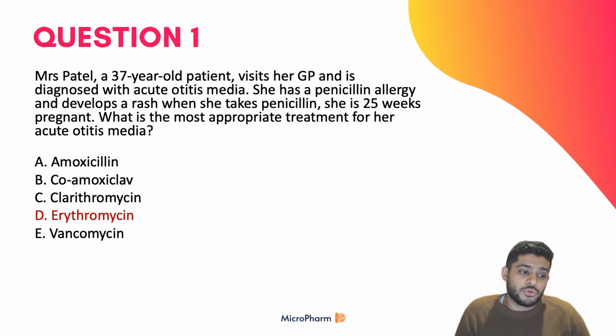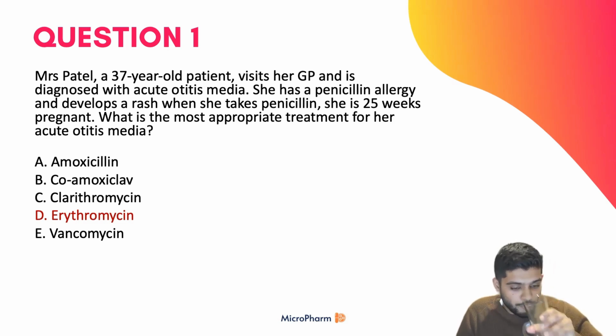Now we're down to clarithromycin and erythromycin. So I can see a lot of you have selected erythromycin. What made you select erythromycin? So erythromycin has a much better safety profile when given to pregnant women. And that's why erythromycin is generally the antibiotic that you will see most used for pregnant women. From our options, the most suitable option in pregnancy and the penicillin allergy is erythromycin.